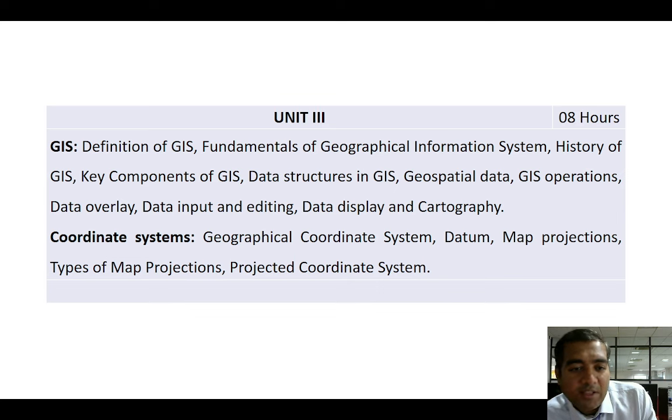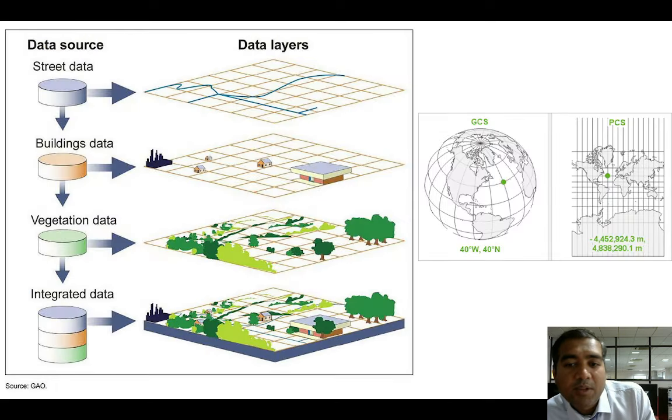Along with the GIS, you are going to study the coordinate system, how the earth is represented and how to convert the curved surface into flat surface. And these are some of the examples where we apply GIS principles. The GIS is mainly used for merging different kinds of data. It may be vector data, it may be raster data.